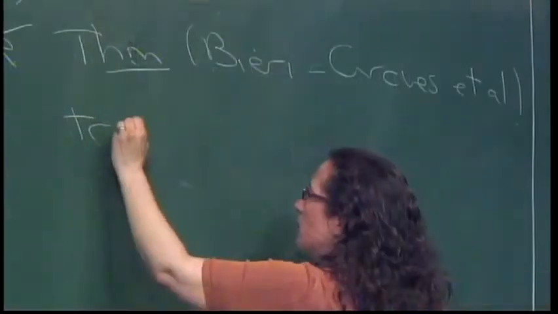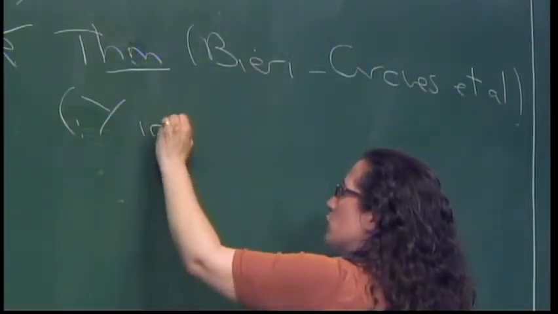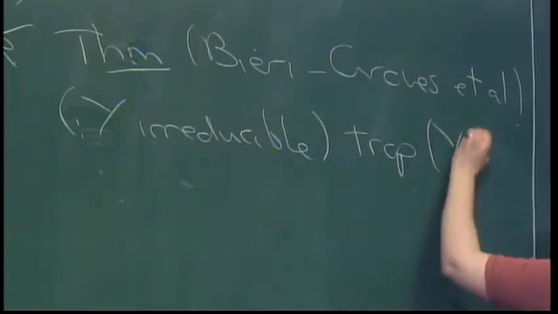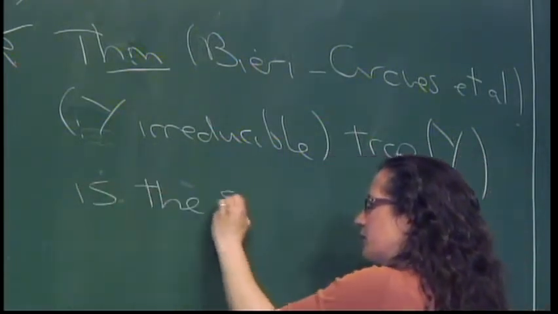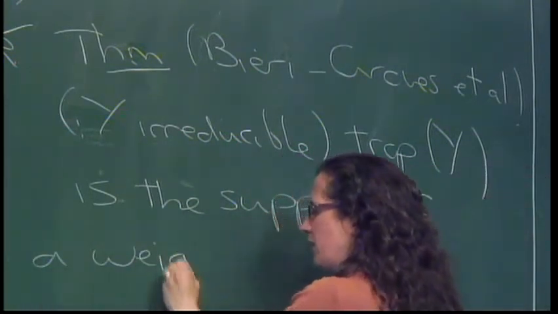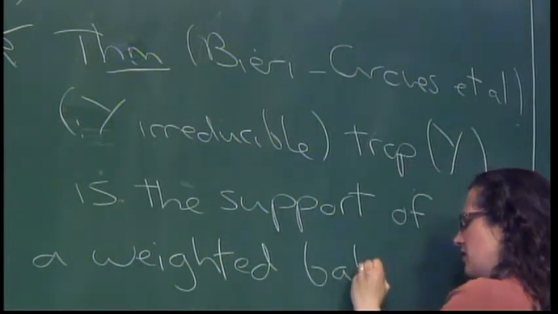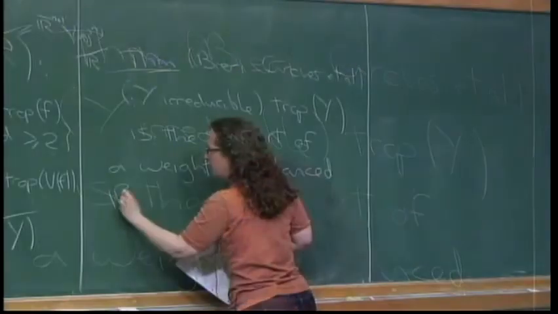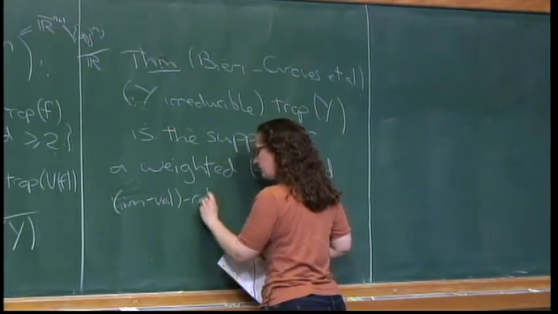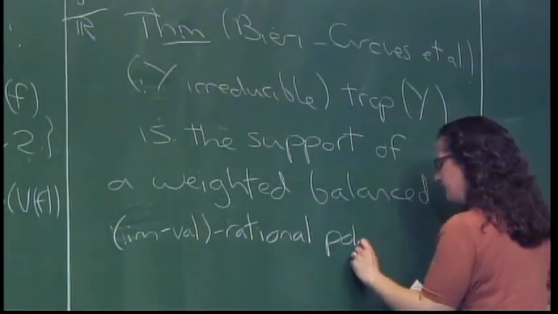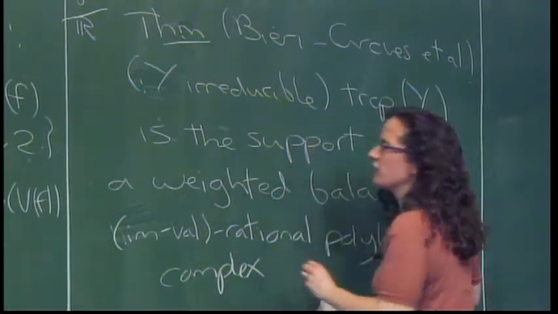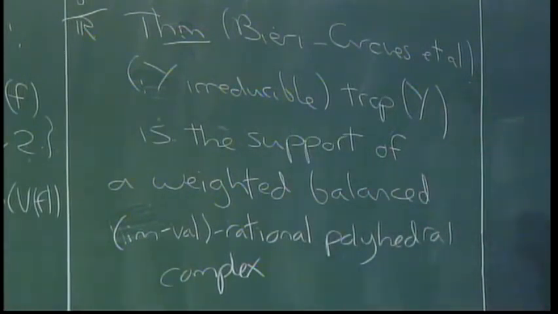So we can say here that, so here I'll assume Y is irreducible, trop Y is the support of a weighted balanced, inval rational polyhedral complex. So this is the theorem I want to compare against. So let me make sure it's clear what I mean by this.